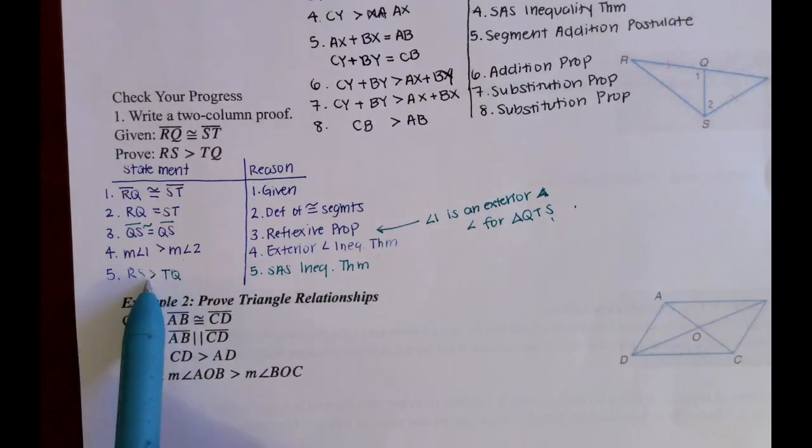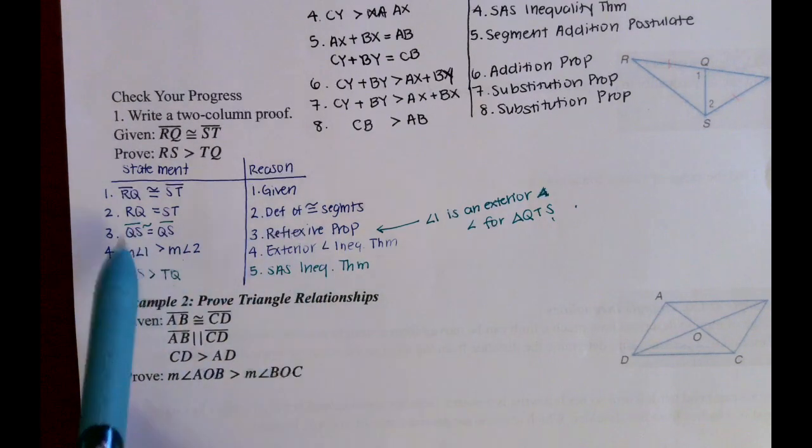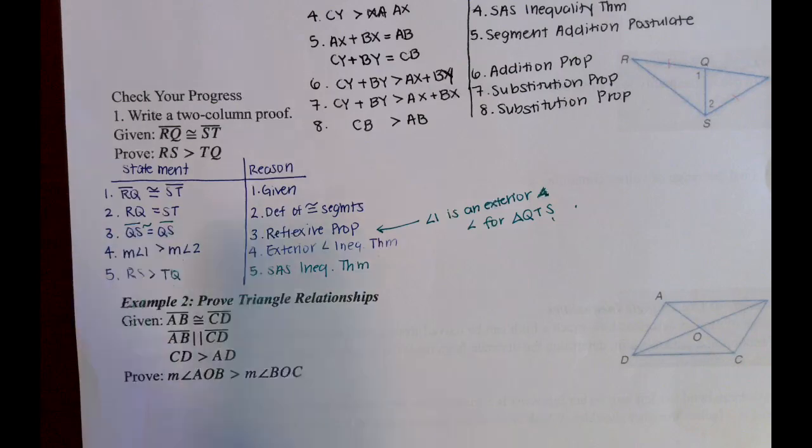And then as a result, RS is greater than TQ because of the side angle side inequality theorem. So here I just added some stuff. The book changed some things. Instead of talking about the measurements, they just talked about congruency right away. But either way is acceptable.